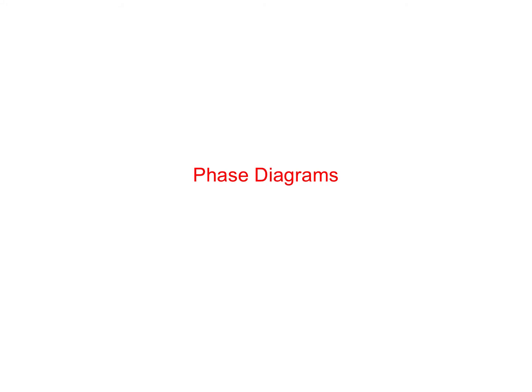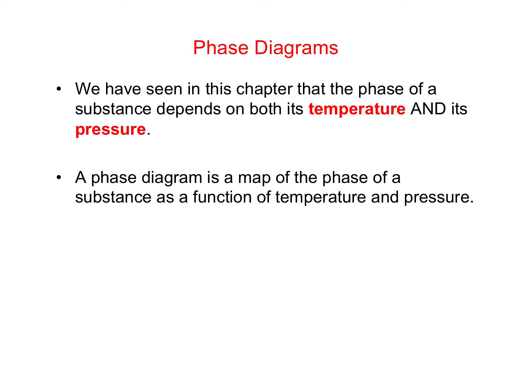Okay, the last section of this chapter, we're going to talk about phase diagrams. So we've seen in this chapter that the phase of a substance depends on its temperature, and particularly for the liquid and gas transition, it also depends strongly on the pressure. And so a phase diagram is a map of the phase of a substance as a function of the temperature and pressure.